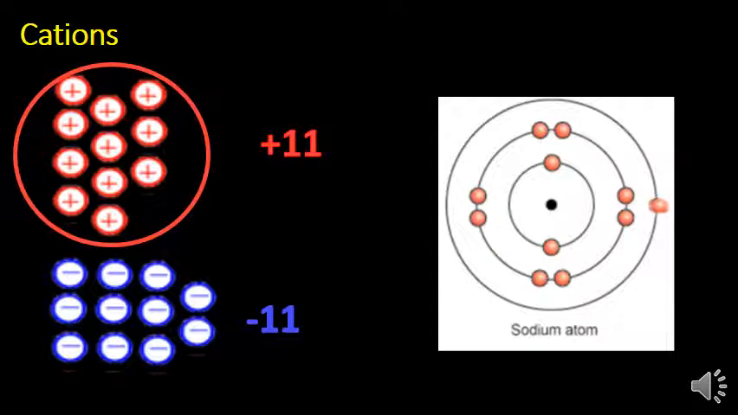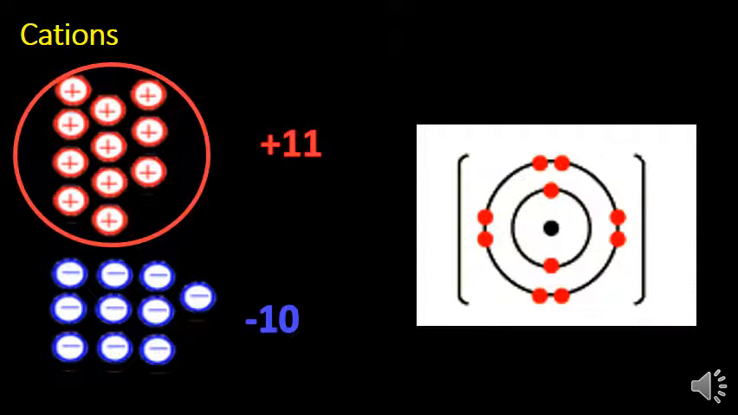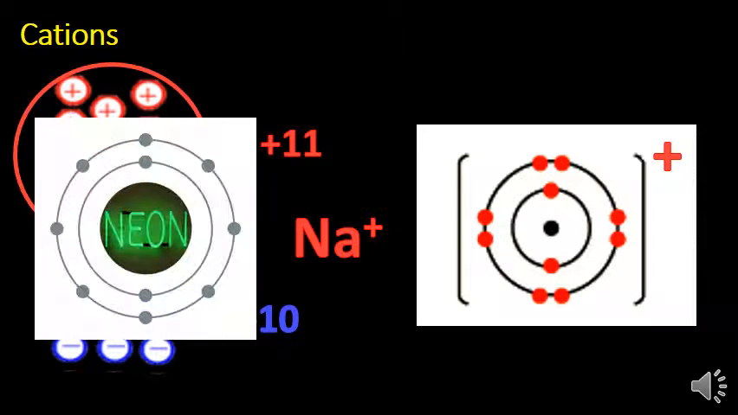But if sodium were to lose 1 electron, it now has 10 electrons. And if I add up the 11 positives and the 10 negatives, well, I end up with a +1 charge. So the sodium atom is now a sodium ion with a +1 charge, and we write its symbol like that. Interestingly enough, the electron configuration now looks identical to neon. They both have 10 electrons, and sodium is much happier now.